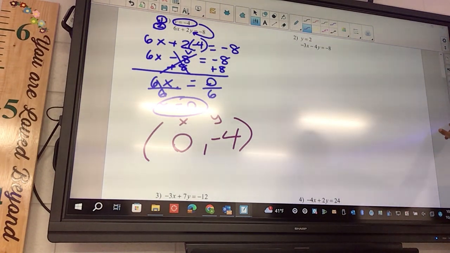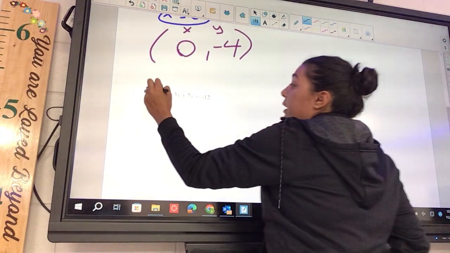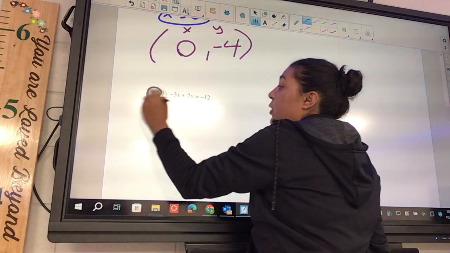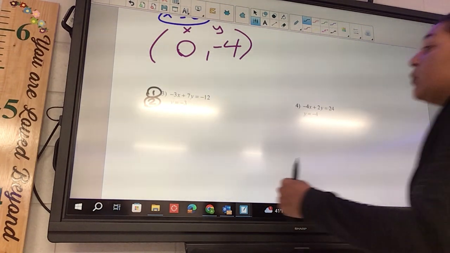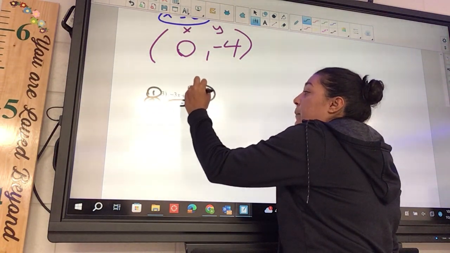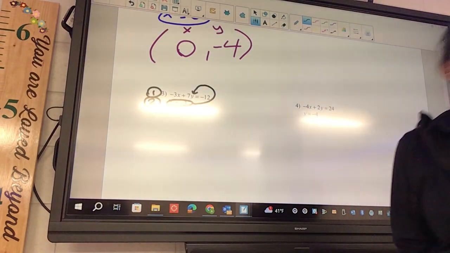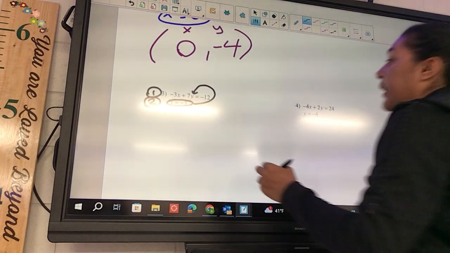Okay, so this one is done. Number 3, sorry. We're going to say equation 1, equation 2. Okay, so which one are we going to circle? The second one, because it says y equals. So we're going to circle this, and we're going to draw an arrow to go up to here, for the y.